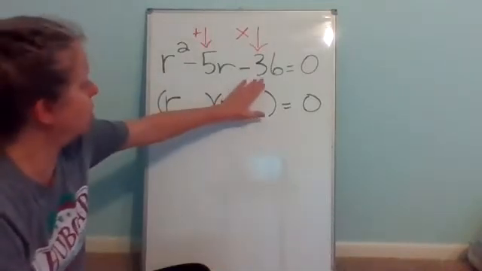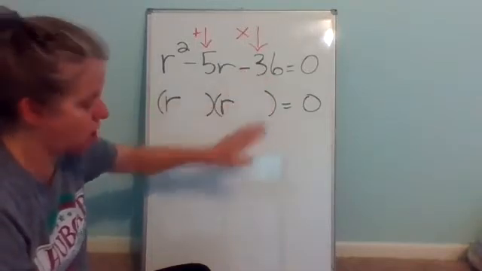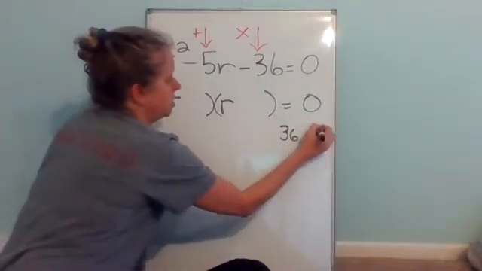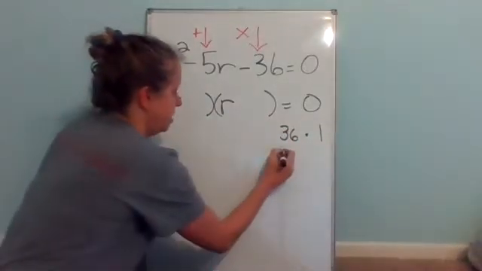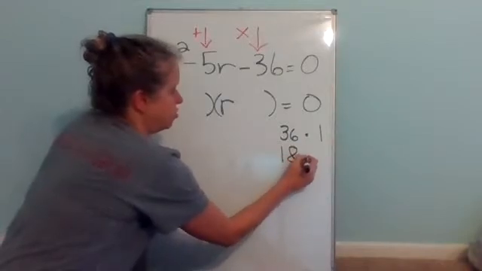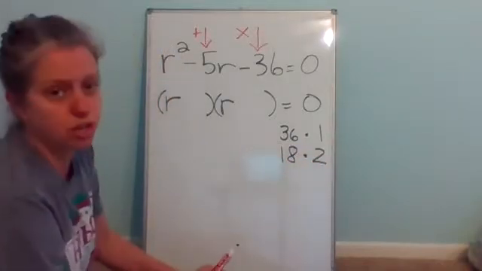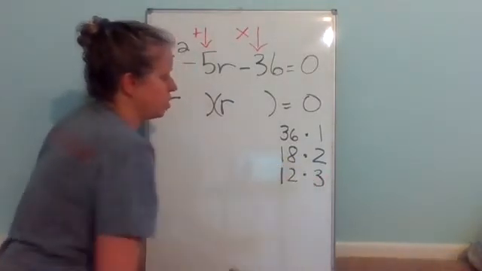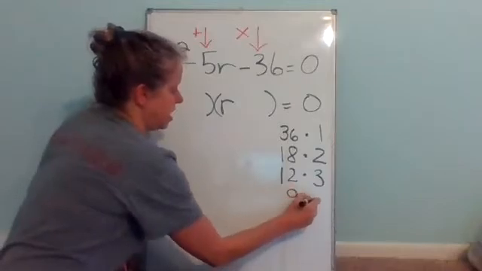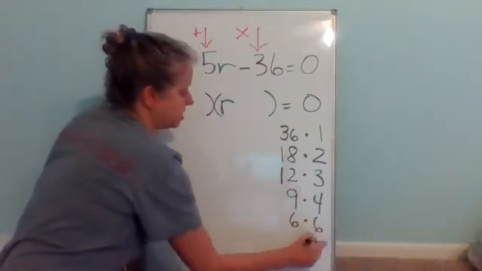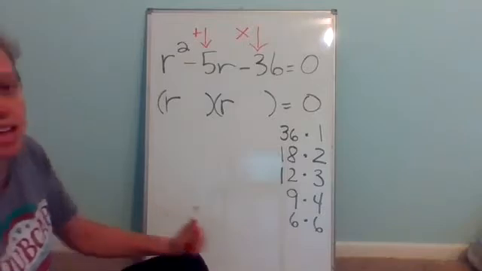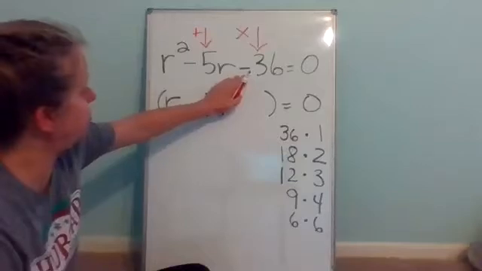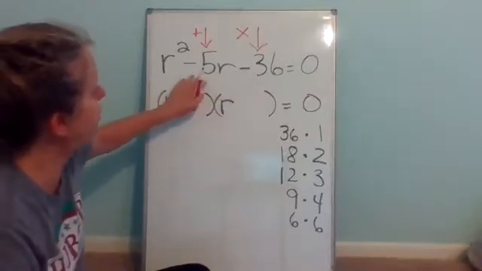Okay, so let's talk about all the ways. Don't worry about it being negative yet. Let's just list all the ways to multiply to get 36. And I'll just do that over here. 36 times 1. Let's see, it's even, which means 2 goes into it. 18 times 2. Another way would be 12 times 3, 9 times 4, and 6 times 6. So there's several ways to multiply to get 36.